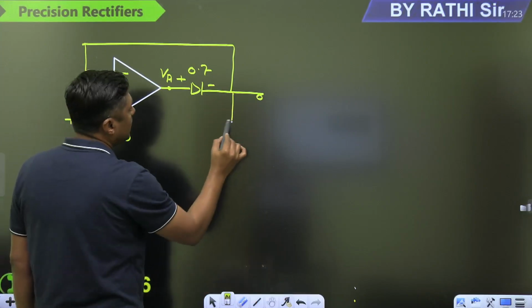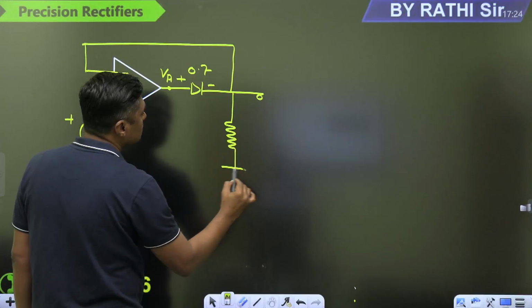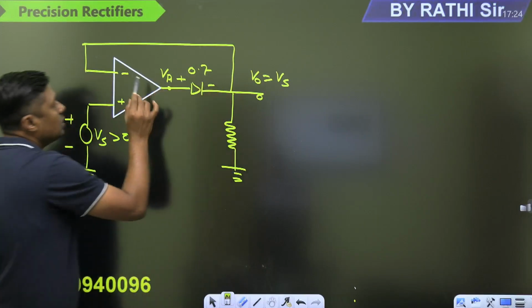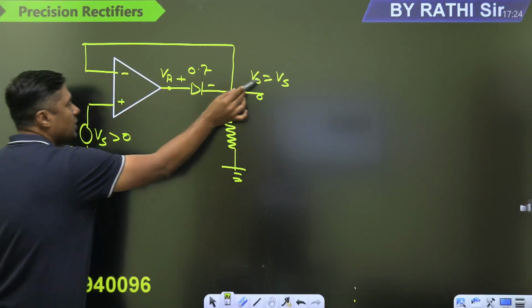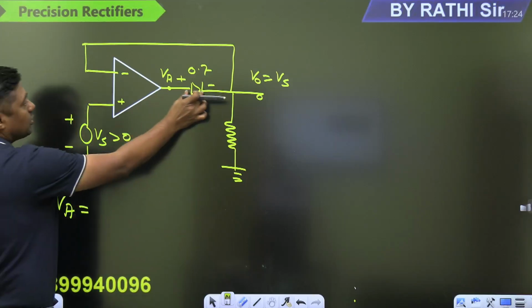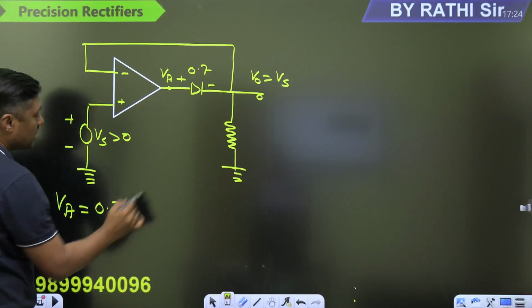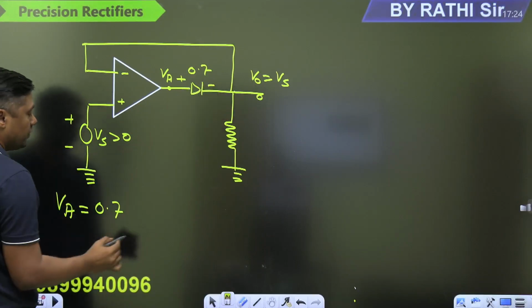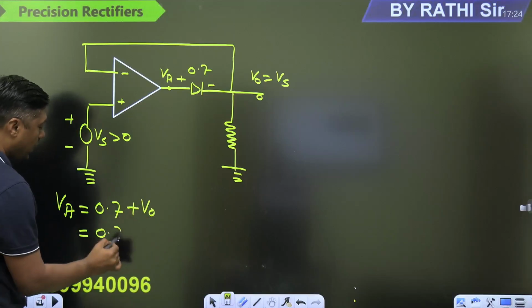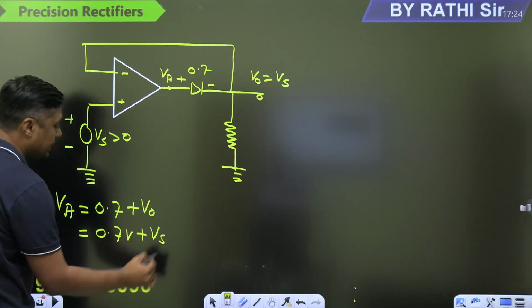Now here it is an RL, and the output is equal to what? Vs. Now what is VA? 0.7 plus what? V0. What is the value of VA? This is the drop across the diode, 0.7 plus what is the voltage at this point with respect to ground? V0, and V0 is nothing but Vs. 0.7 volt plus Vs. That is the exact answer.